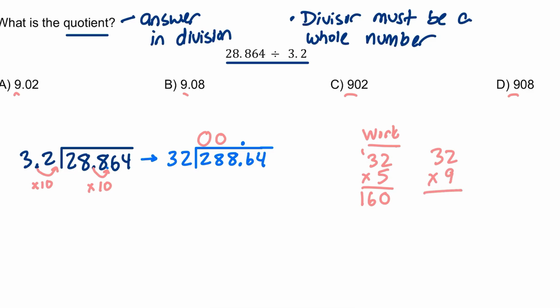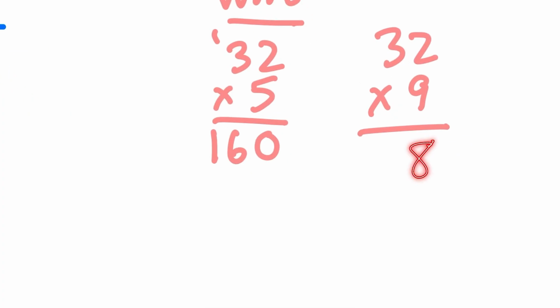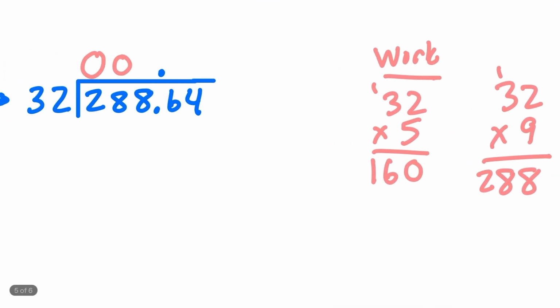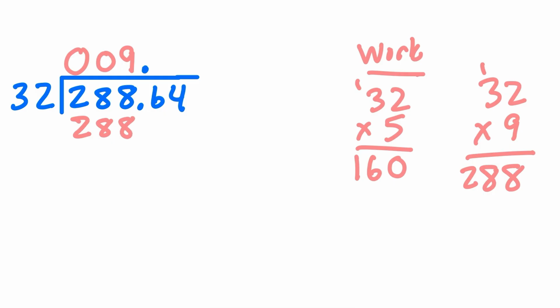9 times 2 is 18. So we'll bring down the 8 and carry the 1. 9 times 3 is 27, plus the 1 is 28. So we'll have 288, which is perfect because that's exactly what we're trying to divide. So since we know that that's going to be 9, we'll put the 9 here above the last digit in the 288. And then we'll just multiply 32 times 9. That gives us 288. And then we'll subtract that, and it gives us 0 all the way through.